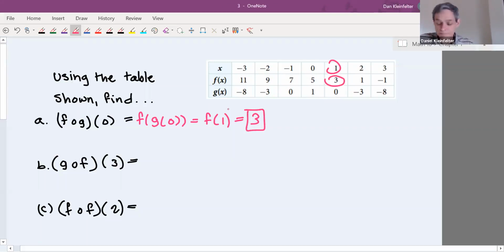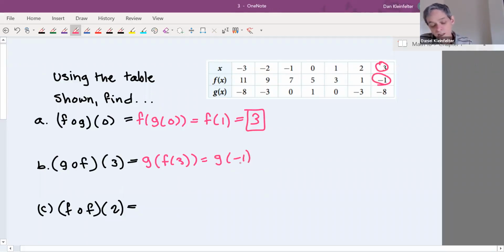Let's try that again. We want g circle f of 3. This will be g of f of 3. We're going to take an x value of 3. We're going to put that into f. We'll get -1. We have g of -1.